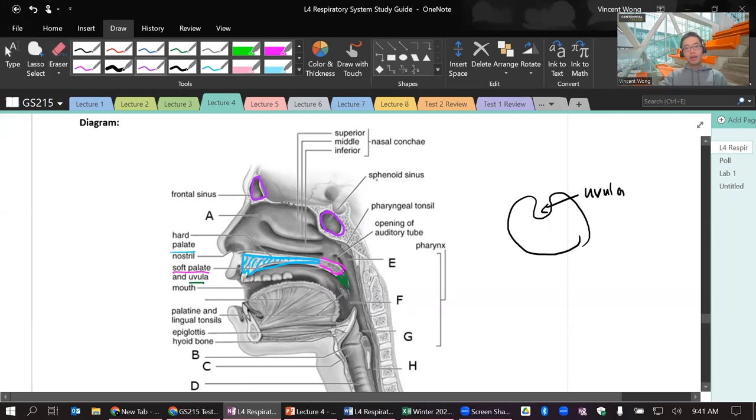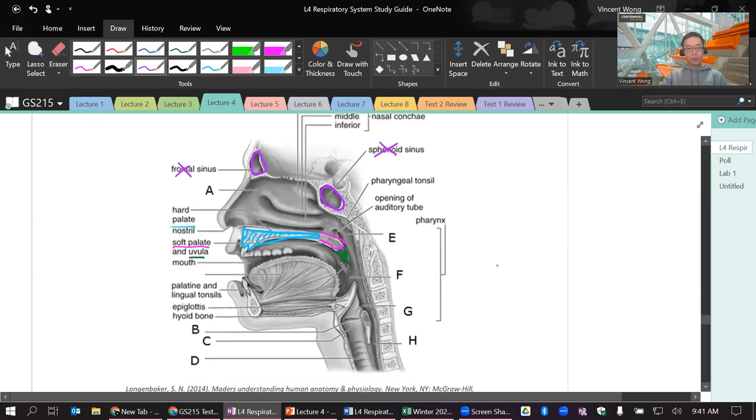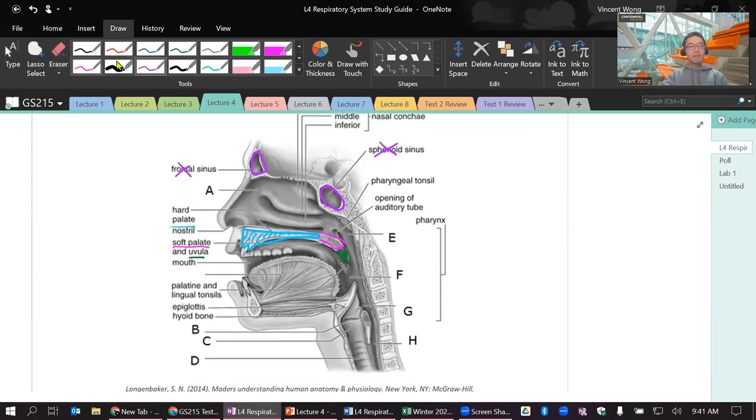And again, you don't have to memorize the names. The names are named after the bones that they are found in. And when we get to lecture 10, you will learn the names of all the bones anyways. So right now you just don't have to worry about it. Okay, so let's label some of these things.